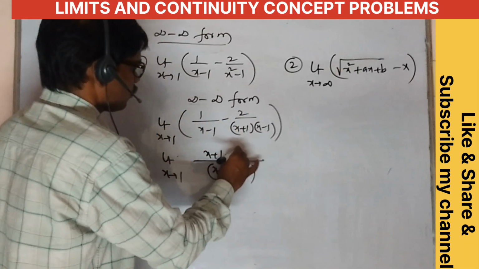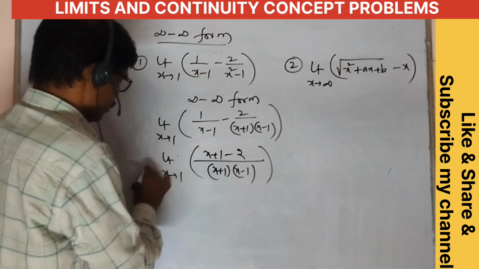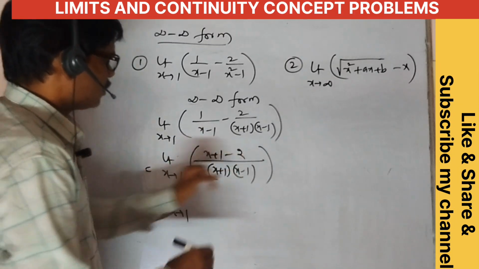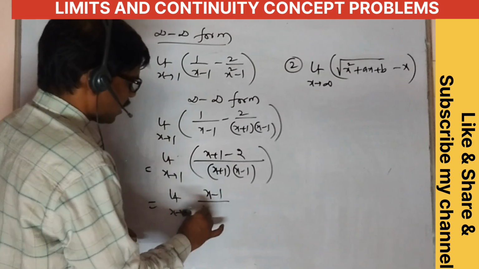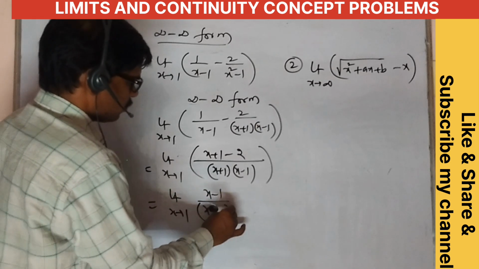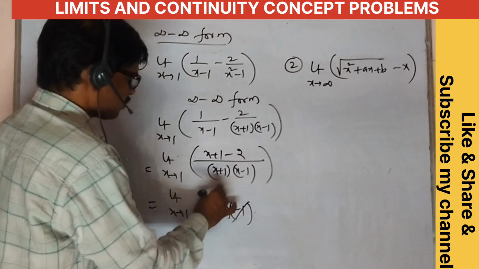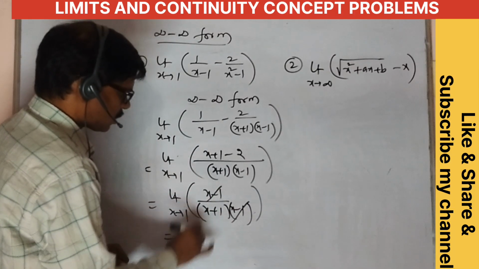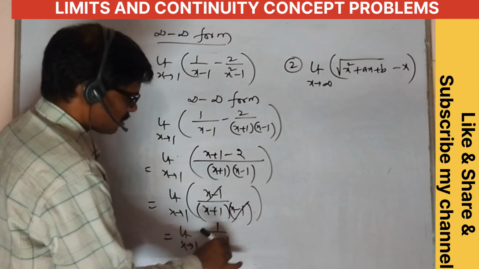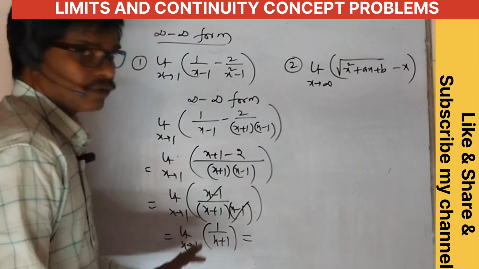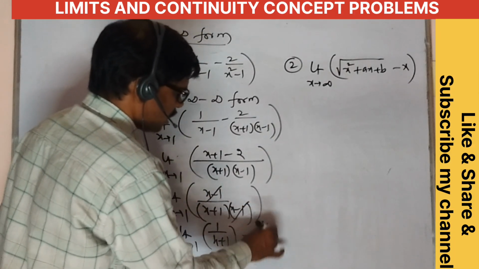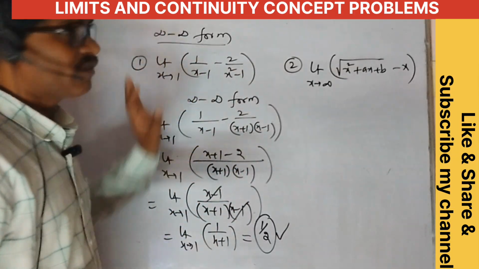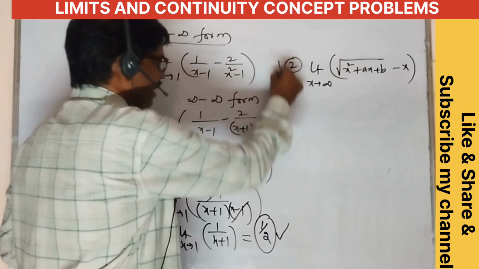Then minus 2. So the limit as x extends to 1 of (x minus 1) by (x plus 1) into (x minus 1). The x minus 1 terms cancel, leaving the limit as x extends to 1 of 1 by (x plus 1). Substituting 1, this is 1 by 2, which is our answer. This is also a basic question, the infinity minus infinity form. You have to understand this one.